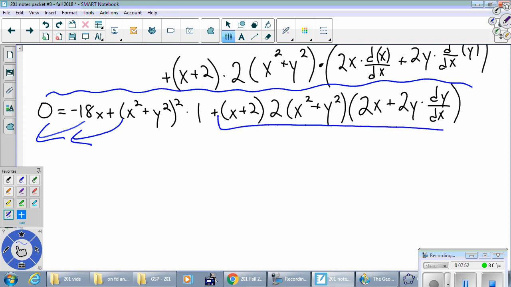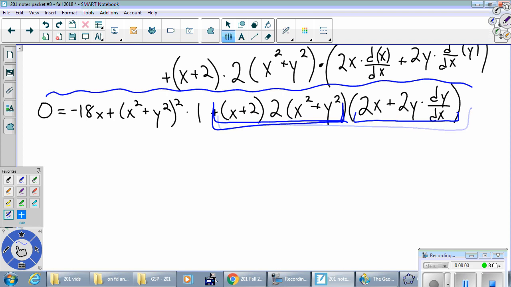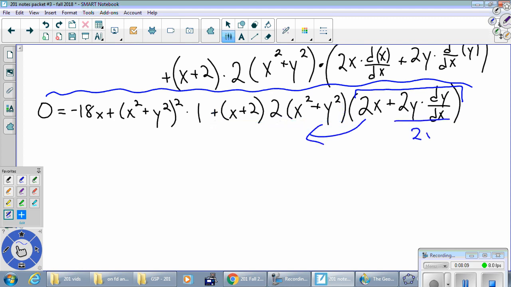Then all that would be left on the right-hand side is this. You were trying to get this by itself first, so you would divide both sides by x plus 2 times x squared plus y squared. Then on the right-hand side, all that was remaining was this. You would subtract the 2x. You would then divide both sides by 2y, and lo and behold, you would have dy dx equals some horrific mess. But you could get dy dx by itself.